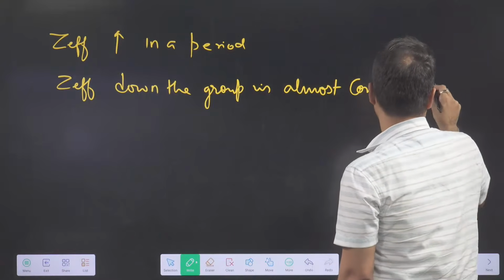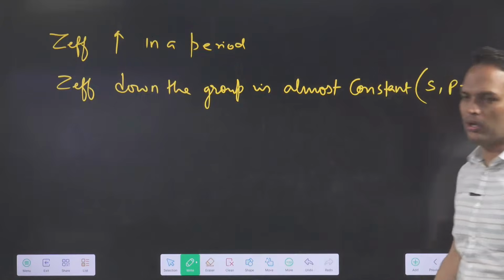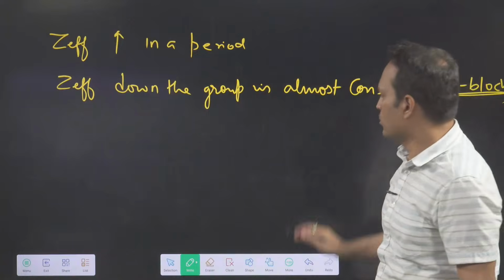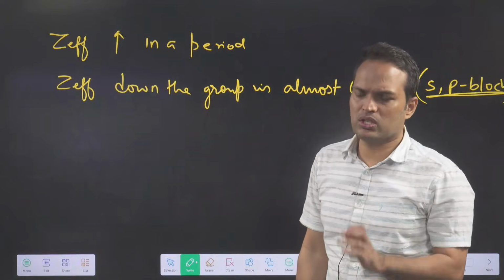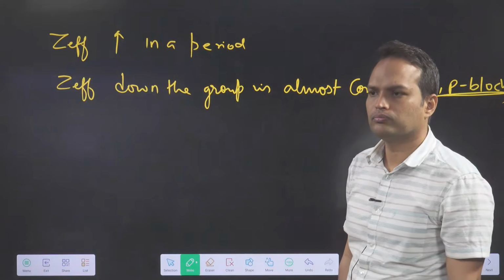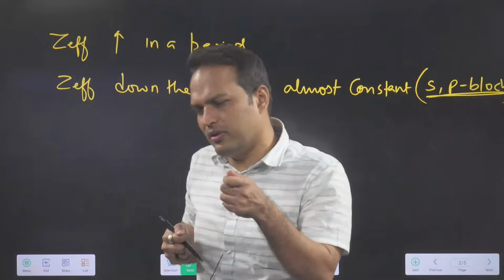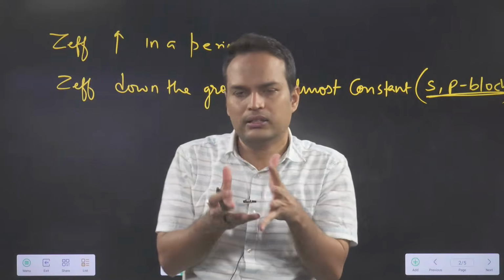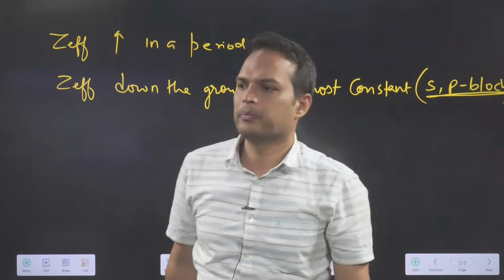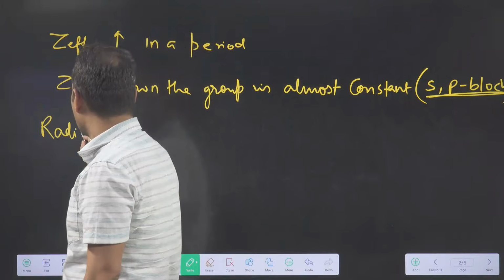constant, and this we are saying for S and P block, not for D block. Keep this in mind. For all blocks we are not saying this, we are saying it for S and P block. Okay? So down the group we will not talk about Z effective much. We are mainly interested in Z effective in a period. We also said in the last class that Z effective increases, the pull increases. So if Z effective increases, size will contract. The nucleus is attracting the new electrons, so size will contract.